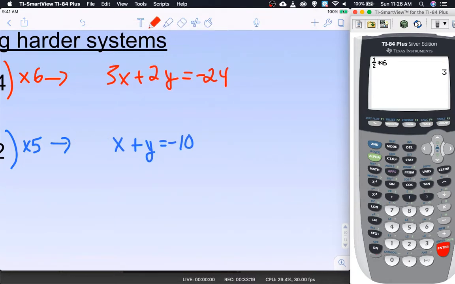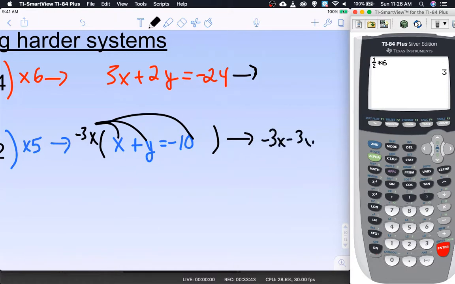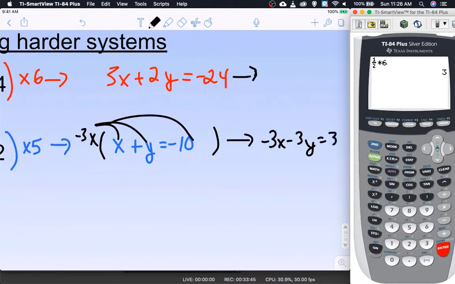So I'm going to multiply the bottom equation by, let's go with -3. Let's make our x's cancel. So it's going to involve rewriting equations again. My bottom equation times -3 is going to become -3x minus 3y equals a positive 30. My top equation stays the same: 3x plus 2y equals -24.